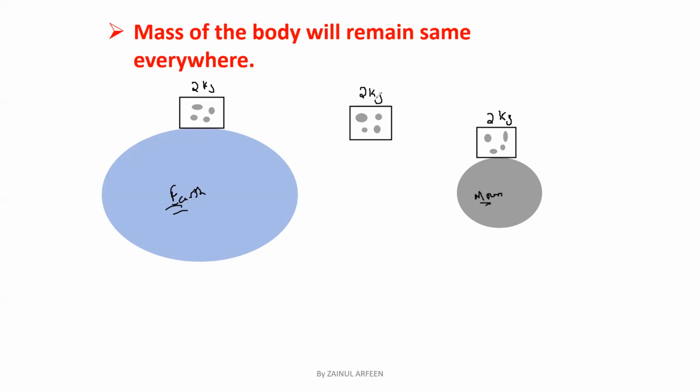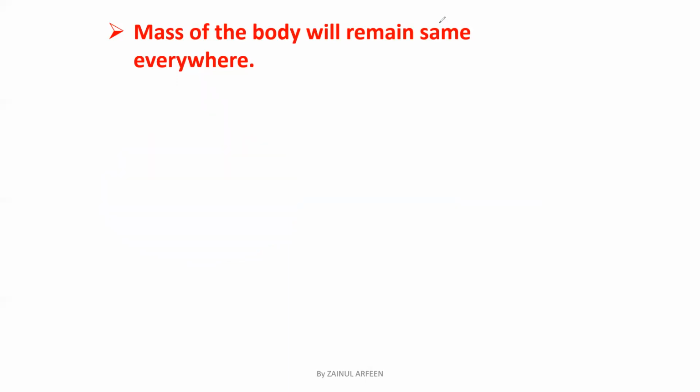So basically the mass of an object does not change from place to place, it remains constant because it is the amount of matter. If the number of particles or amount of matter remains the same, the mass of an object does not change. But it can change if the amount of matter is changing.